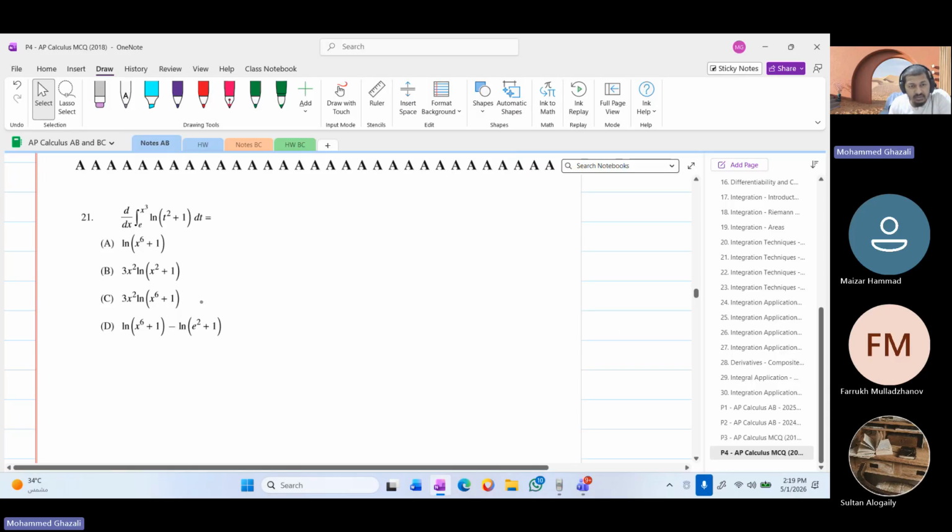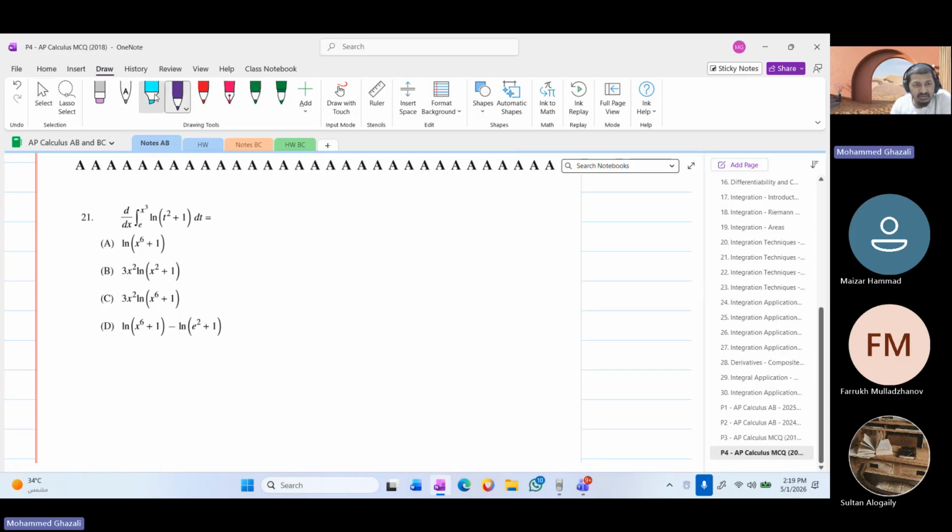Right, so what is this? This is the fundamental theorem of calculus. You're going to substitute x cubed. You're finding the derivative of an integral. You're going to substitute the upper boundary inside, differentiate that. Then you subtract the lower boundary substituted and differentiated. That's e, so you're going to get 0. If you substitute x cubed inside, you're going to get ln of t squared to the power 6 plus 1.